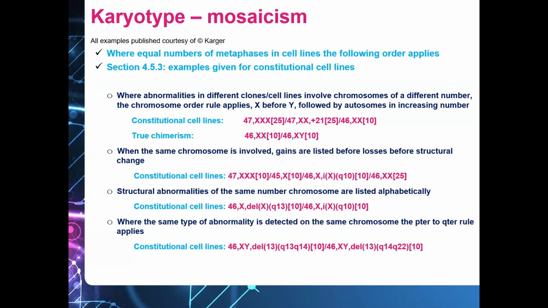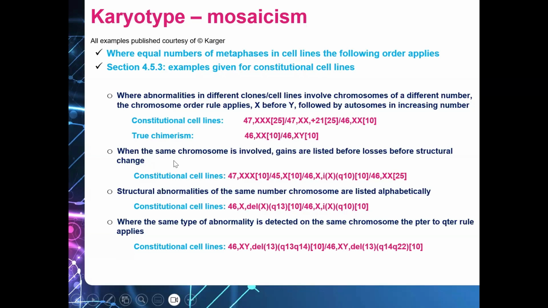So where the abnormalities in different clones or cell lines involve chromosomes of a different number, the chromosome order rule applies. So it is X before Y before any autosome. So 1 before 2, etc. When the same chromosome is involved, so in this particular case, I'm sorry, I better go back to the first thing, rule. XXX goes before 21, and in true chimerism, if you had it, XX would go before XY.